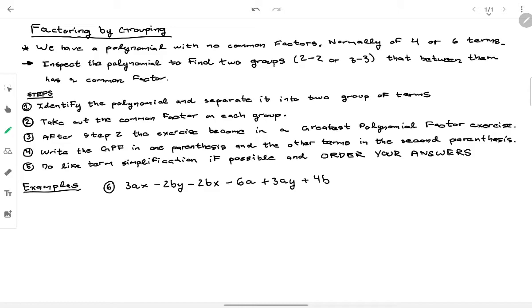So in the next exercise, we also have something with 6 terms. Maybe here it's not easily seen that we can have something that has a common factor, but in this case, let's see. We have 3, 2, 2, 6, 3, and 4. So we can put those that are divisible by 3 in one group, maybe those that are divisible by 2 in another group.